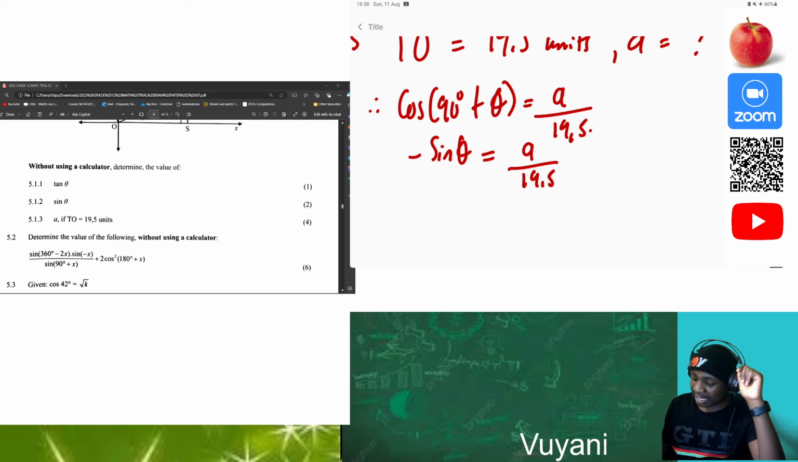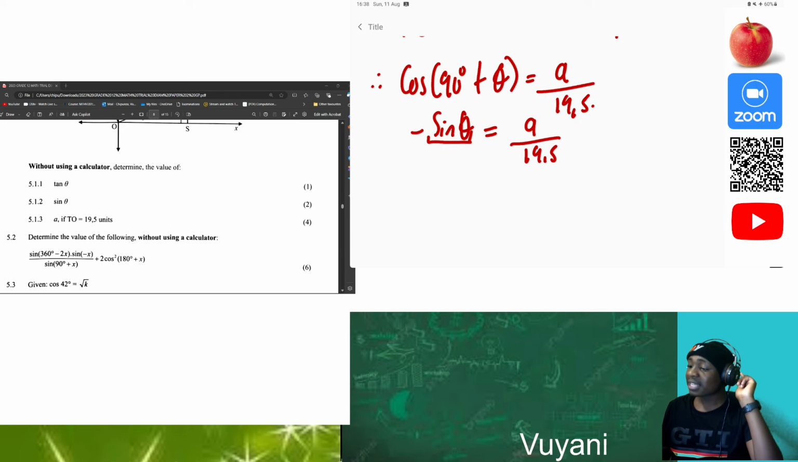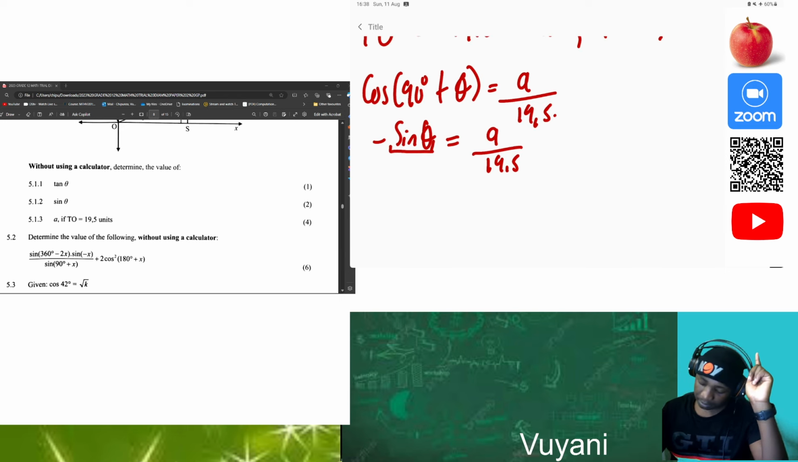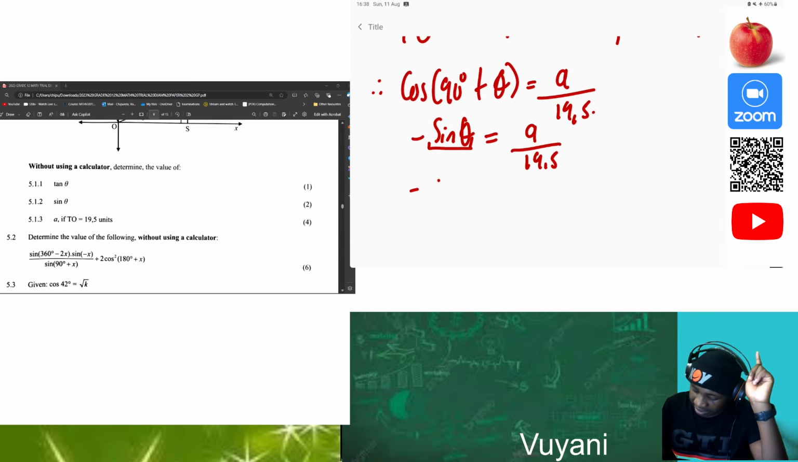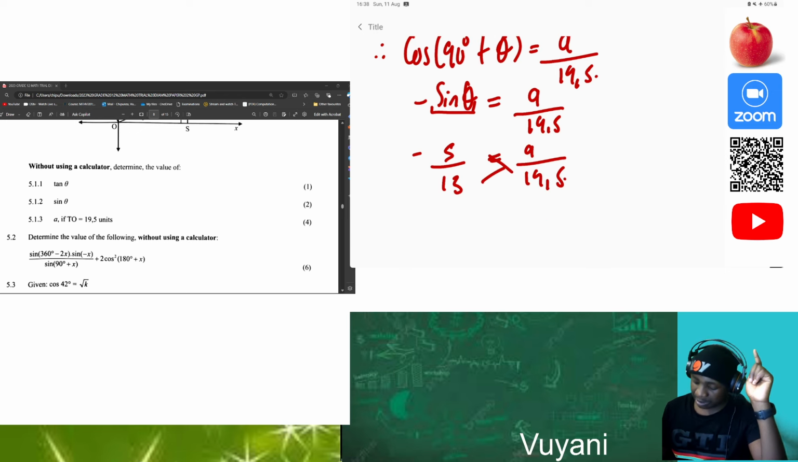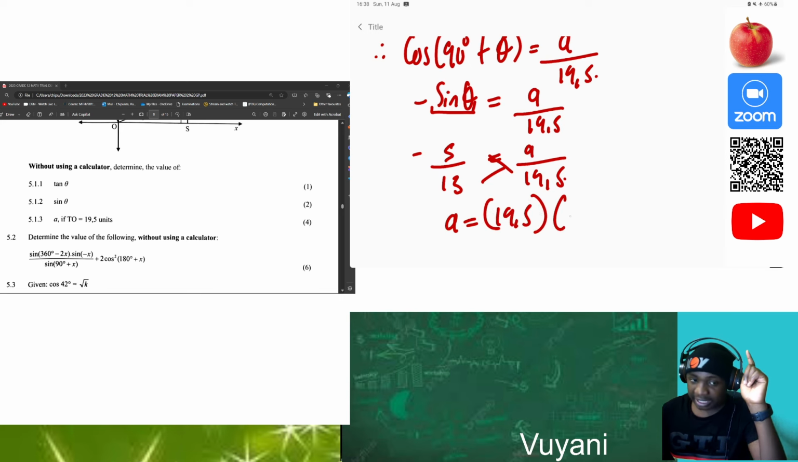Now that we have calculated sine theta, we found that sine theta is equal to 5 over 13. So now we have negative 5 over 13, which is equal to A over 19.5. Now we can cross multiply so that we can make A the subject of the formula. Then A will be equal to 19.5 times negative 5, divided by 13.